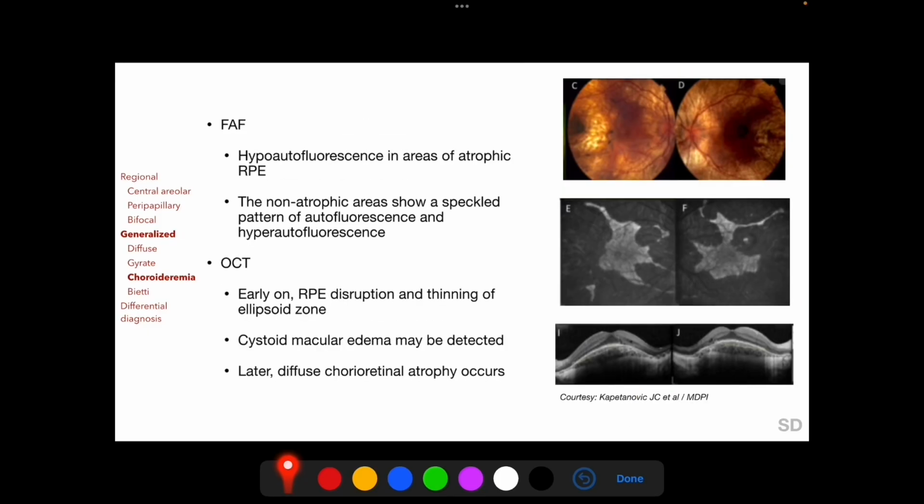remains normal. On fundus autofluorescence, hypoautofluorescence is found in areas of atrophic RPE as seen in these two FAF images, and the non-atrophic areas show a speckled pattern of autofluorescence and hyperautofluorescence. Optical coherence tomography shows RPE disruption and thinning of the ellipsoid zone as seen here in these two locations in these two OCT images, and cystoid macular edema may also be detected. Later, diffuse chorioretinal atrophy can be detected on OCT.